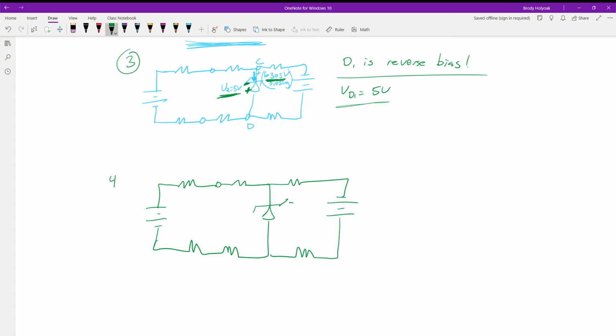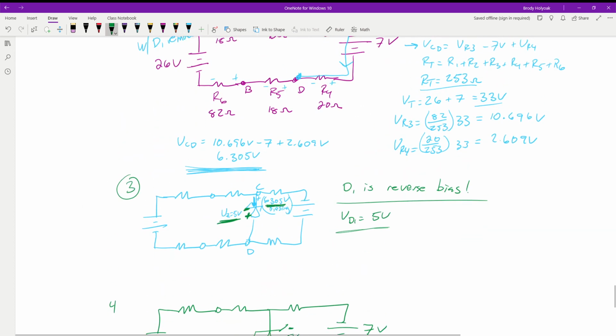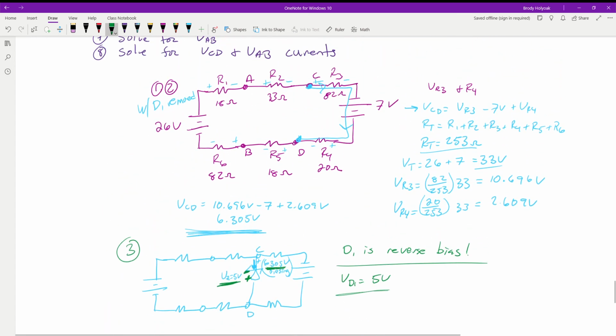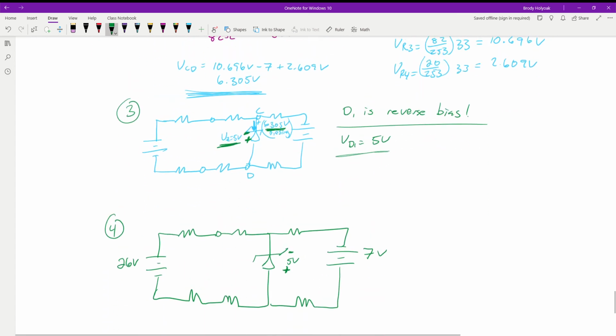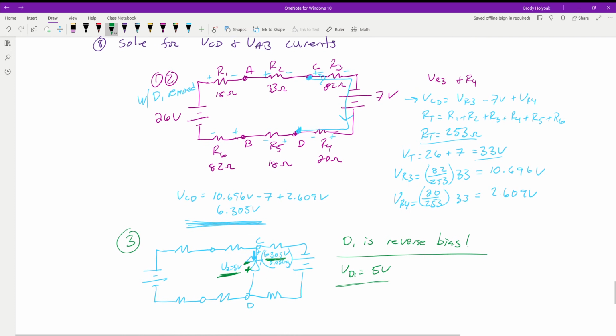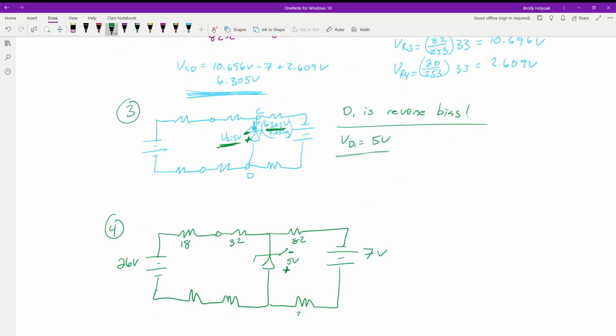So we know the diode's polarity is negative to positive on the top, and it's got 5 volts across it. This one is 7 volts. This one was our 26 volts. And we had 183282, and then we had 201882.